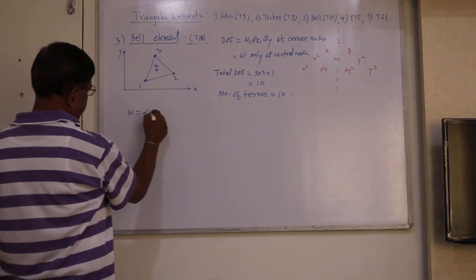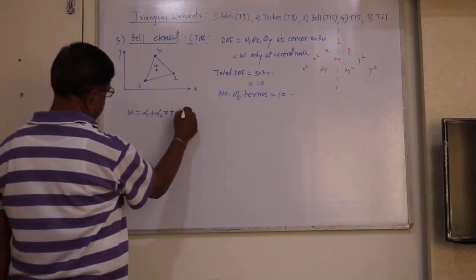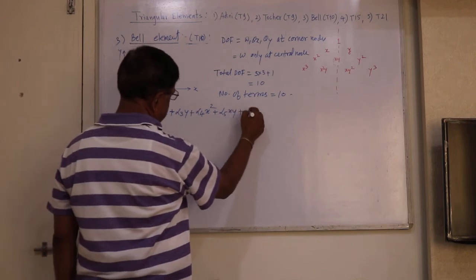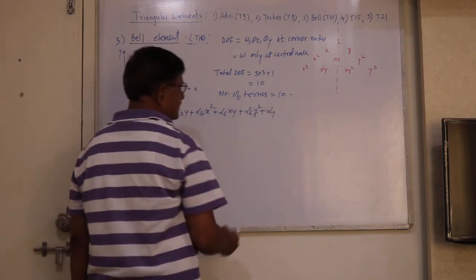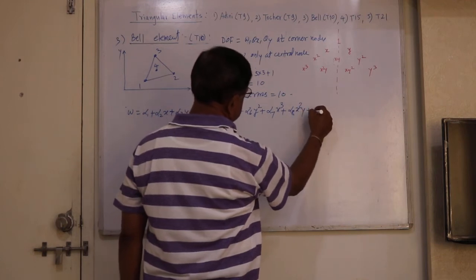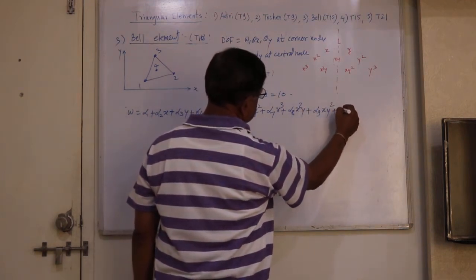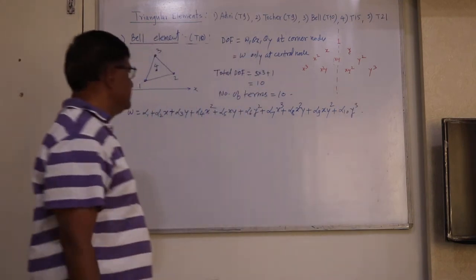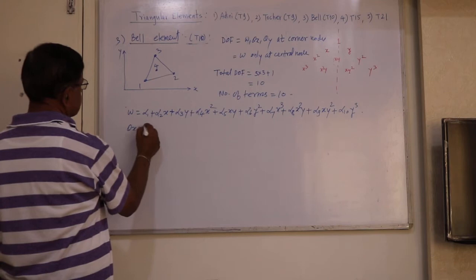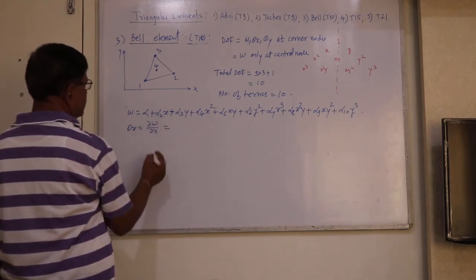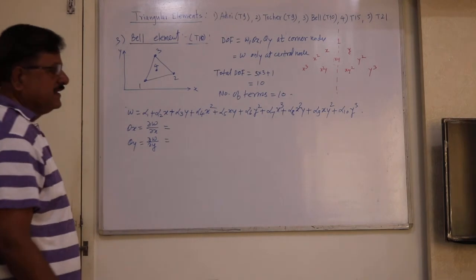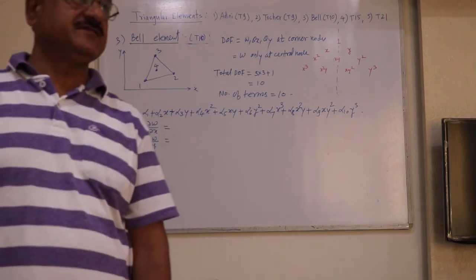So W equal to alpha 1, alpha 2 x plus alpha 3 y, alpha 4 x square plus alpha 5 xy plus alpha 6 y square, alpha 7 x cube, alpha 8 x square y plus alpha 9 x y square and alpha 10 y cube. So this is the displacement function assumed for this, and theta x equal to dou w by dou x, this we can work out easily as usual, and theta y equal to dou w by dou y. And then further formulation we know very well for element stiffness matrix.